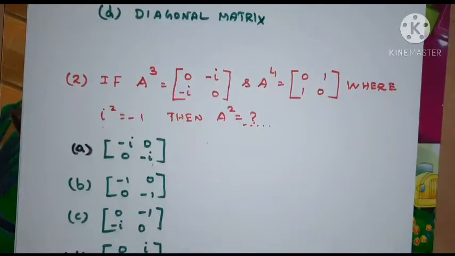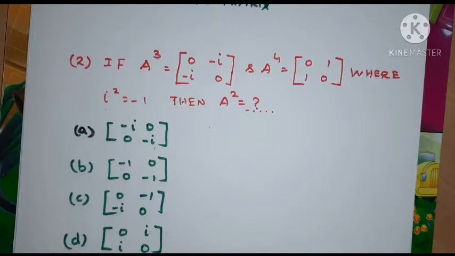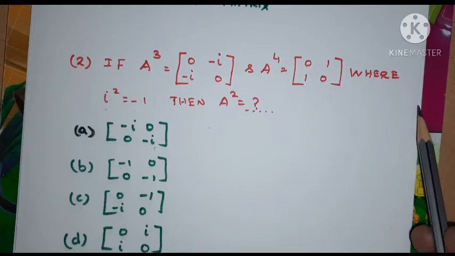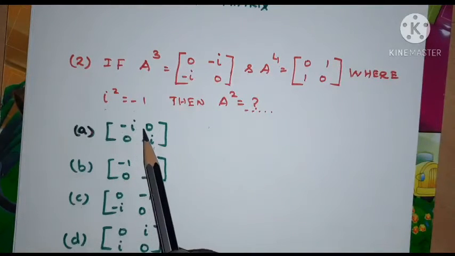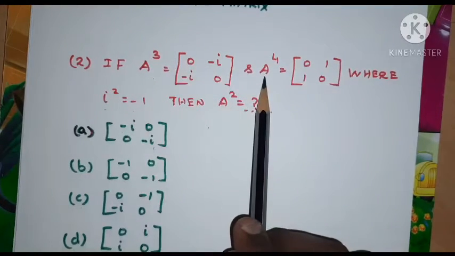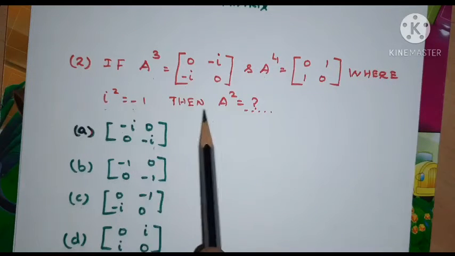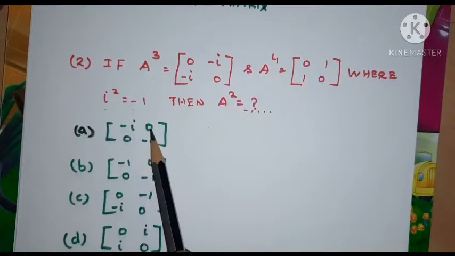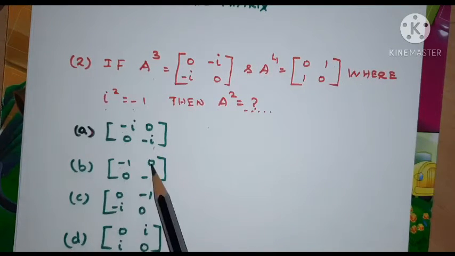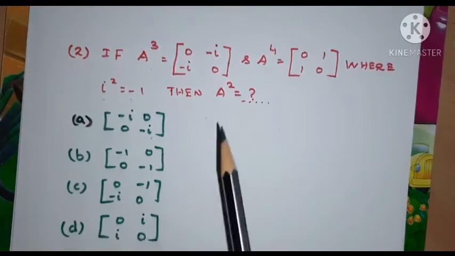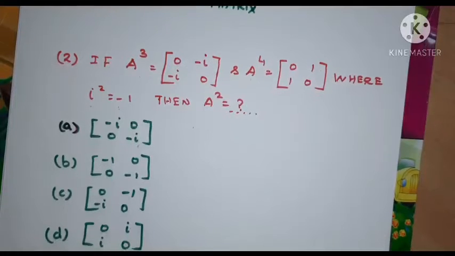Interesting one. If A cube is equal to the matrix 0 minus i, 0, and A power 4 is equal to the matrix 0 1, 1 0, where i square is equal to minus 1, then A square is equal to what? They have given the A cube value and the A power 4 value, and i square is equal to minus 1. Then they are asking us to find A squared. Given options: option A minus i 0 0 minus i, option B minus 1 0 0 minus 1, option C 0 minus 1 minus i 0, option D 0 i 0. Now we have to find A squared.